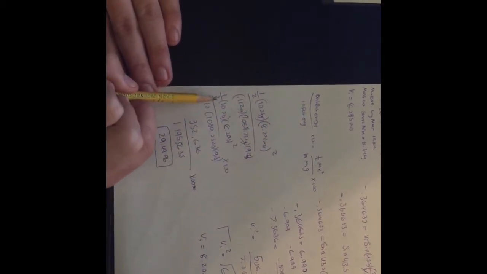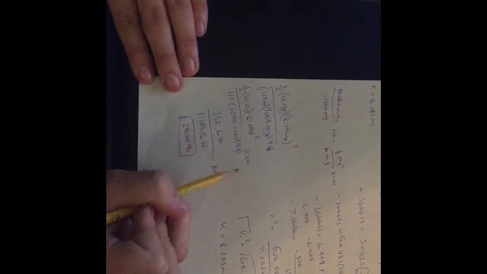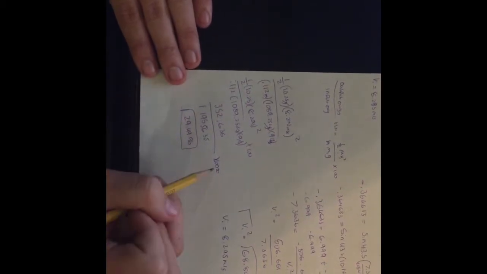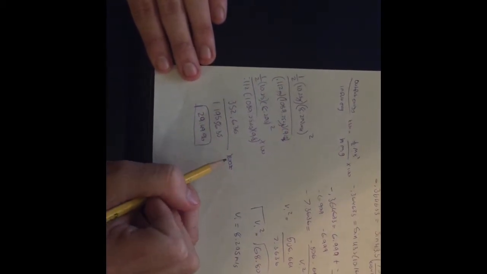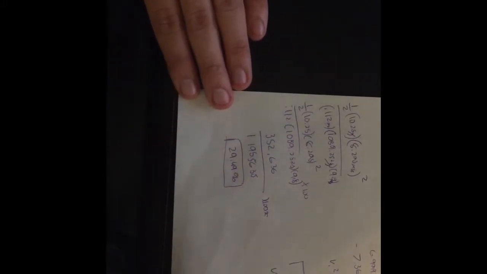So what that comes out to be is 1/2 times 10.25 times 8.295 squared over 0.112 times 1089.2525 times 9.8. Eventually you get 352.636 divided by 1195.5635 times 100, and your percent efficiency for our trebuchet was 29.49%.